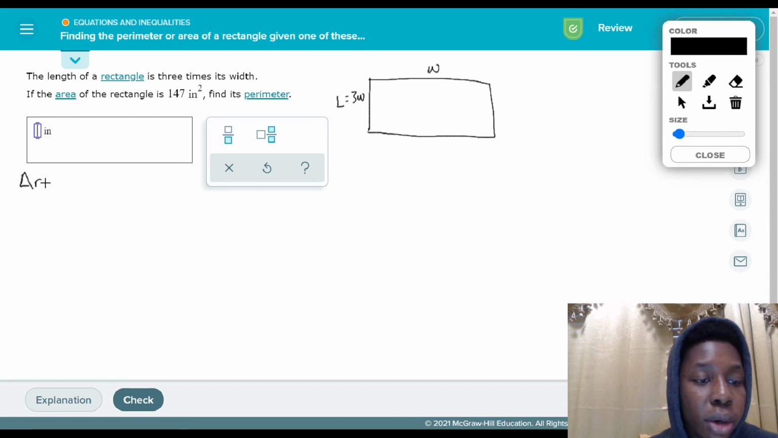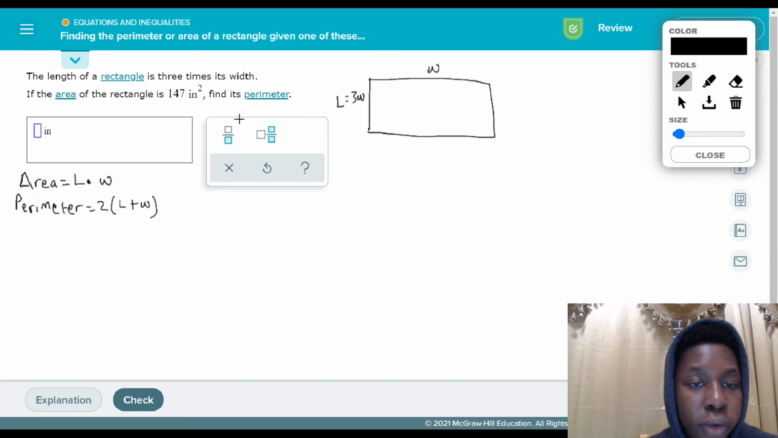We're given the area. Here we know the area equals the length times the width, and the perimeter equals 2 times the length plus the width. We're going to use these equations to solve for the length and the width and to find the perimeter. We're given that area equals 147 inches squared.